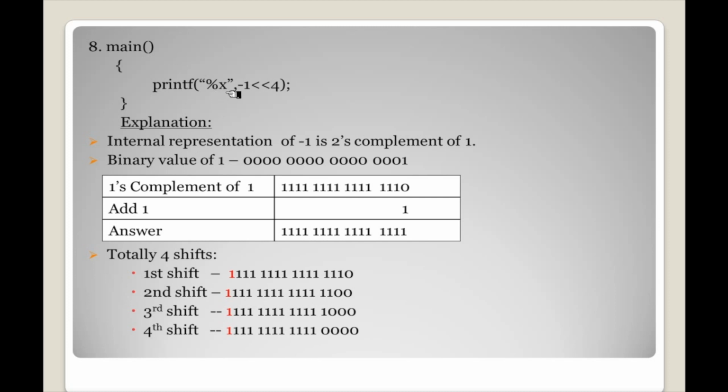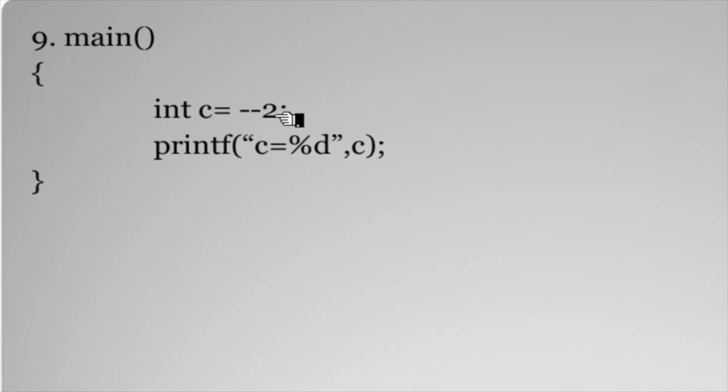Now we need to write the hexadecimal value because we have the format specifier as %x. For 1111, the hexadecimal value is F, that is 8, 4, 2, 1 will give 15, that is F. So the answer is FFF0.